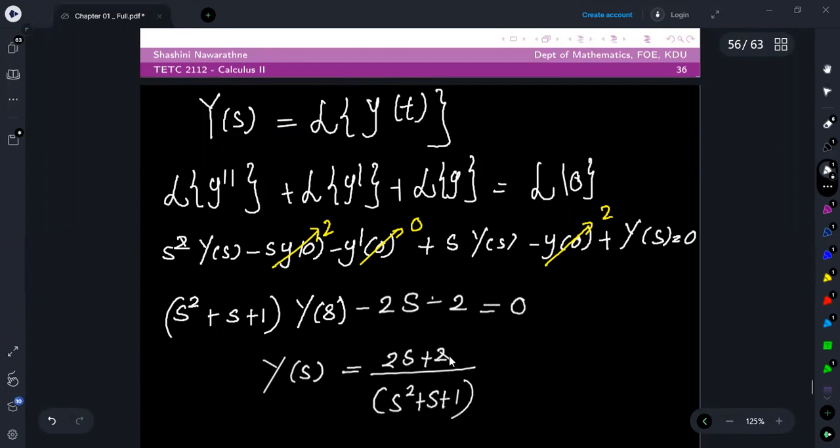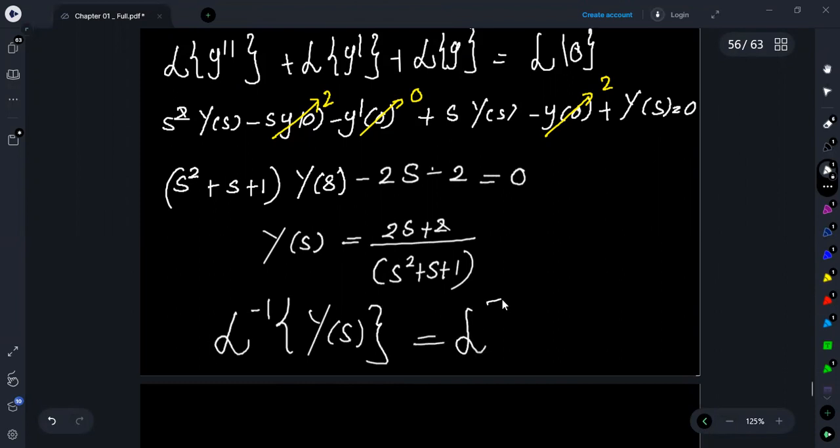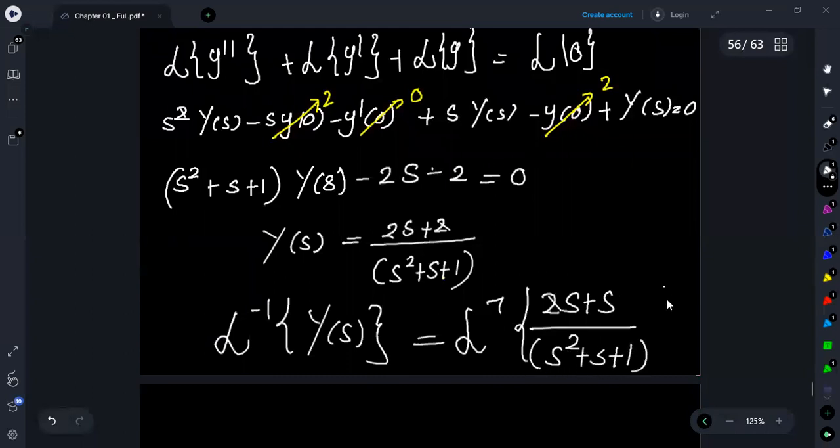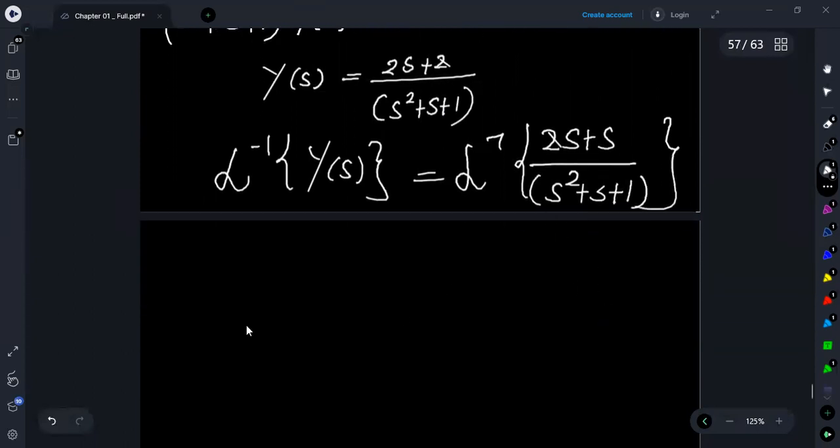So here, find the inverse Laplace transform of both sides. Once we have obtained the expression for capital Y of s, we need to find the inverse Laplace transform of both sides of this expression to obtain the function y of t. So try to obtain the answer. I will just write the answer, so check whether you can obtain the correct answer or not.